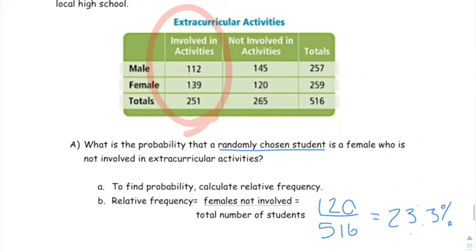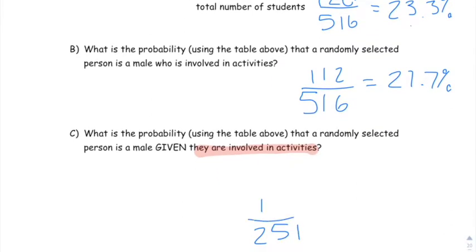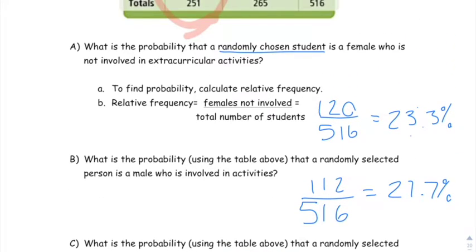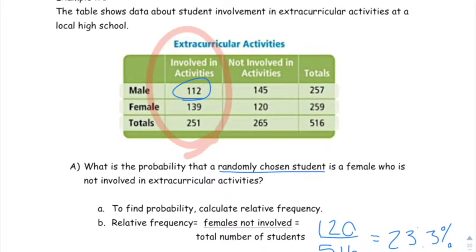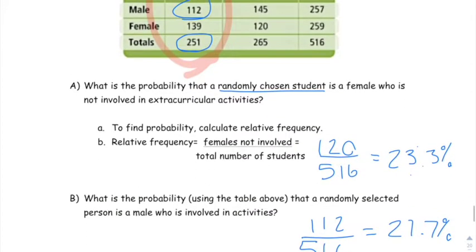So then we're going to see what's the probability that they are a male. So then you look at the 112 right there, and then we'll punch that out. And my notes here say about 44.6%. So kind of recapping, instead of looking at everyone, we are looking at the ones given that they're involved in activity. So we don't look at the right-hand side, or the right 2 columns, on this one. And that's where the conditional probability comes in. Given that they're involved in activities, what's the probability that they're male?